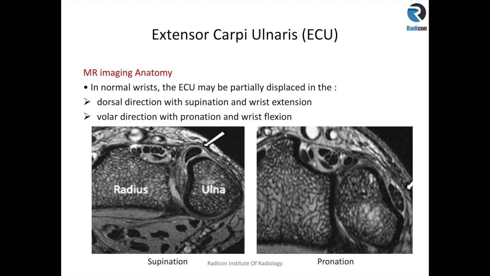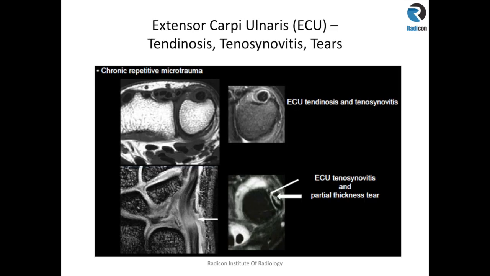As seen in the supination, as you can see in pronation, the ECU tendon is sitting in its groove, and that's where it should be. So you have to take into account how the wrist was scanned before you think or comment whether there is ECU pathology or subluxation. Here's a case of extensor carpi ulnaris tendinosis.